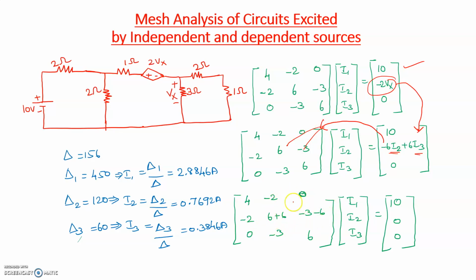From that matrix we have to find the value of del 1, del 2, del 3. Once we have arrived at the calculation of del 1, del 2, del 3, we can easily calculate I1, the first loop current, del 1 by del, which is 2.8846 amps, and I2 is del 2 by del, which is 0.7692 amperes, and I3 is del 3 by del, which is 0.3846 amperes.